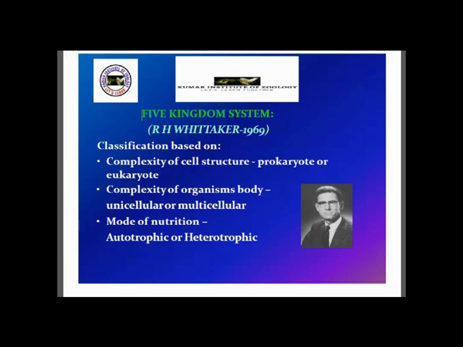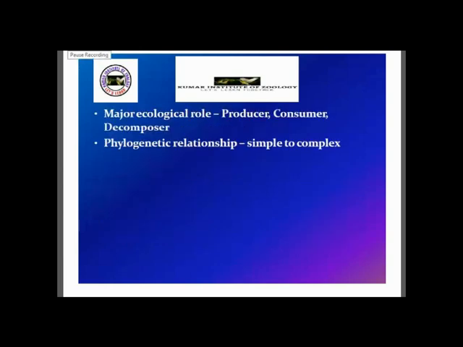Next, the fourth one is major ecological role. So here producers, consumers and decomposers. So the fourth category is major ecological role, and the fifth category is phylogenetic relationship, simple to complex. So based on these five principles, Robert Whittaker classified all the living organisms into five kingdoms.